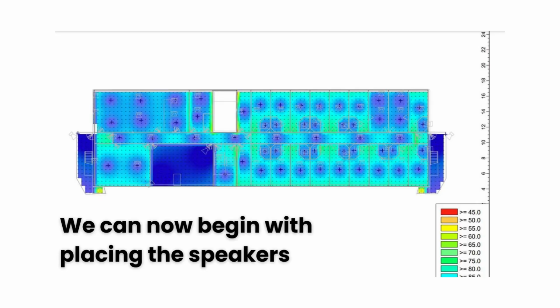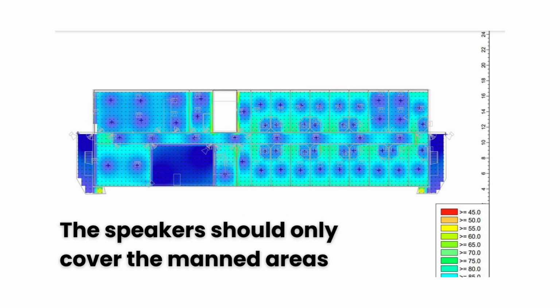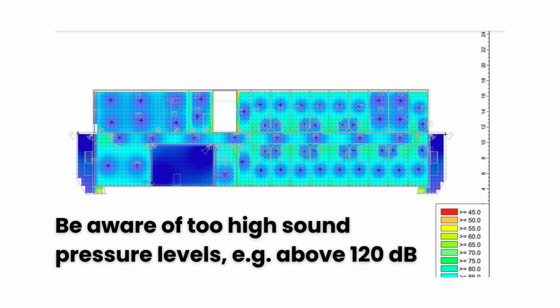After generating the noise map, we can now begin with placing the speakers depending on hazardous or non-hazardous areas. There are several rules to be observed. Here are examples for the most important ones. The speakers should only cover the manned areas where workers could be present. We must be aware of too high sound pressure levels, e.g., above 120 decibels, due to potential hearing damage.